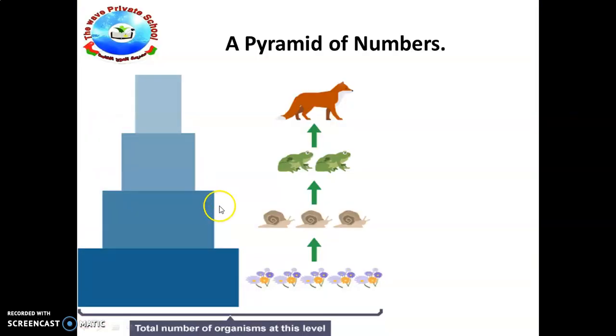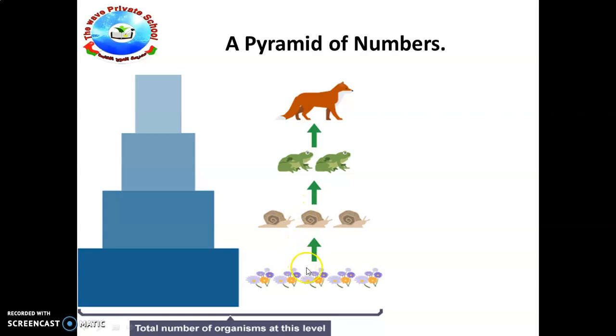Here you can see the pyramid of numbers. In the trophic levels, we have learned that the number of organisms in the food chain is shown as a pyramid. Each level in the pyramid is called a trophic level. So this is one trophic level and this is the other trophic level. Each trophic level we can see here clearly.